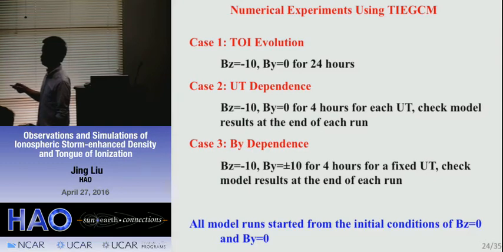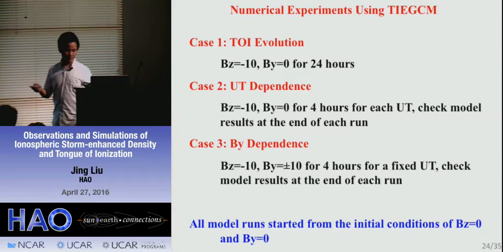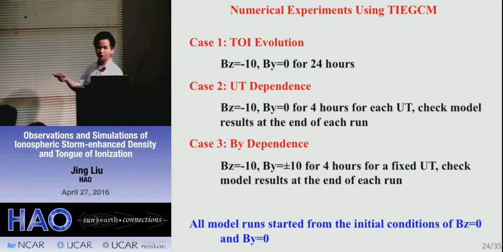We change the amplitude of By and its direction to test it at a fixed UT, checking the model result at the end of each run. Another thing I want to mention: all the models are run from the initial condition, Bz equals 0 and By equals 0, to make the model reach a stable condition.